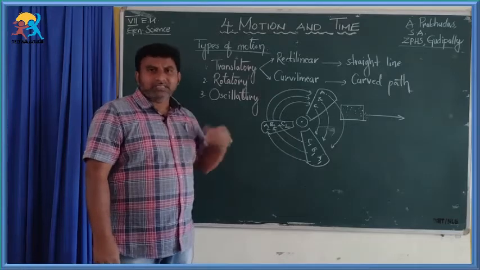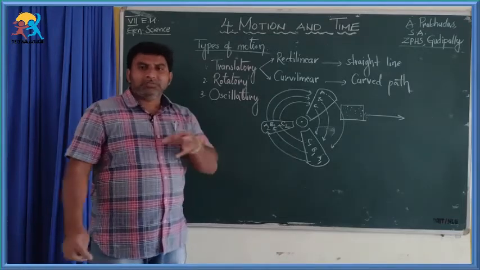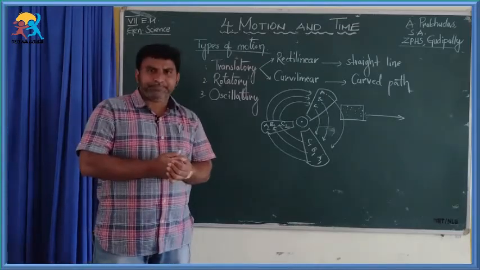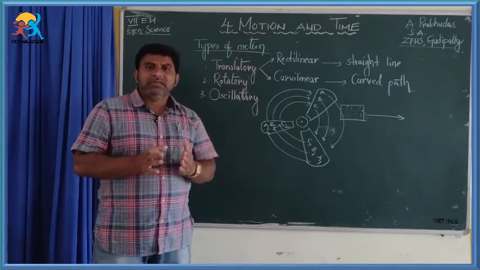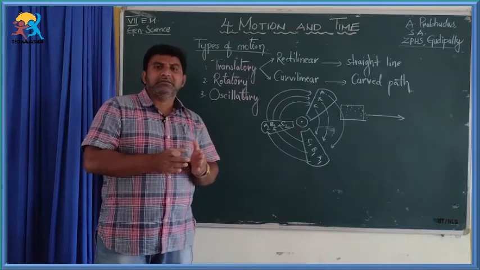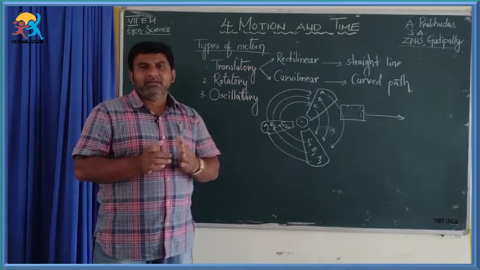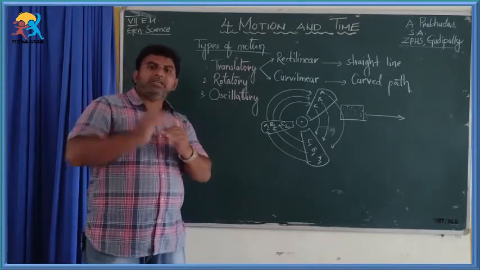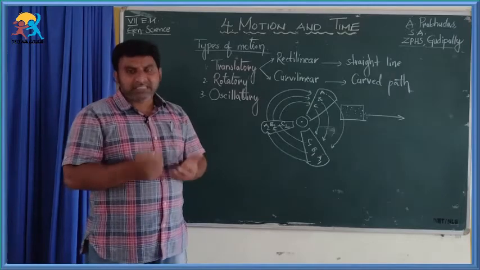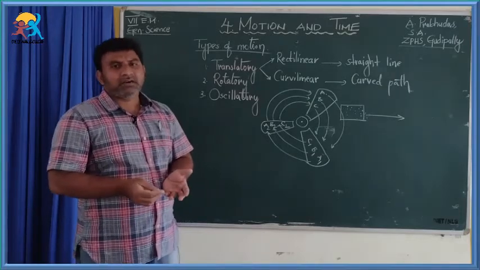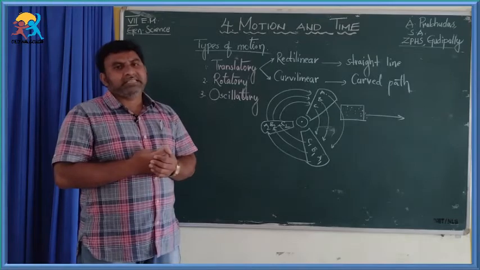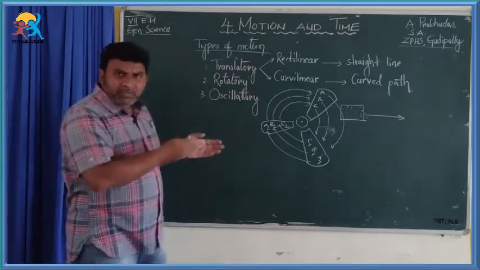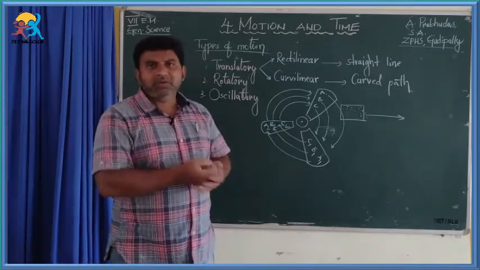So, I define oscillatory motion as: an object is said to have oscillatory motion if the particles present in that body move in to and fro direction or up and down directions. Such type of motion is called oscillatory motion. So, here you can make a simple pendulum on your own.